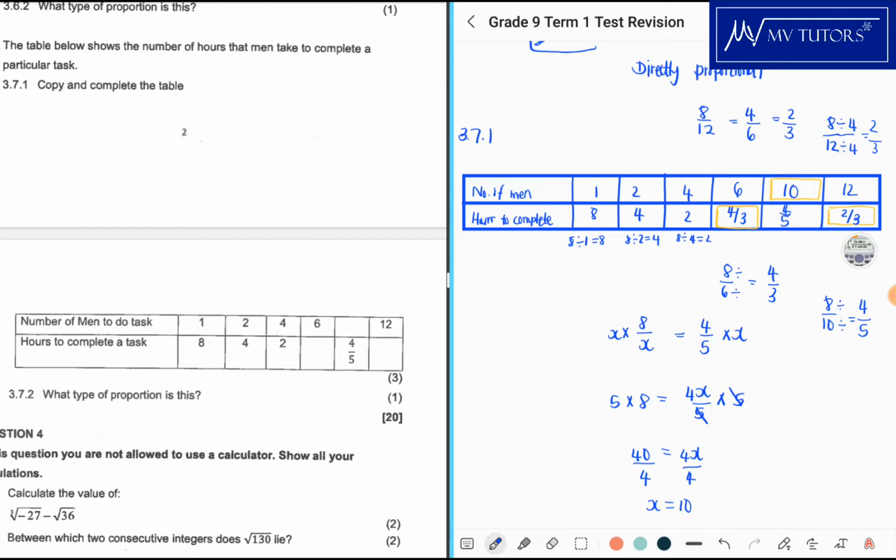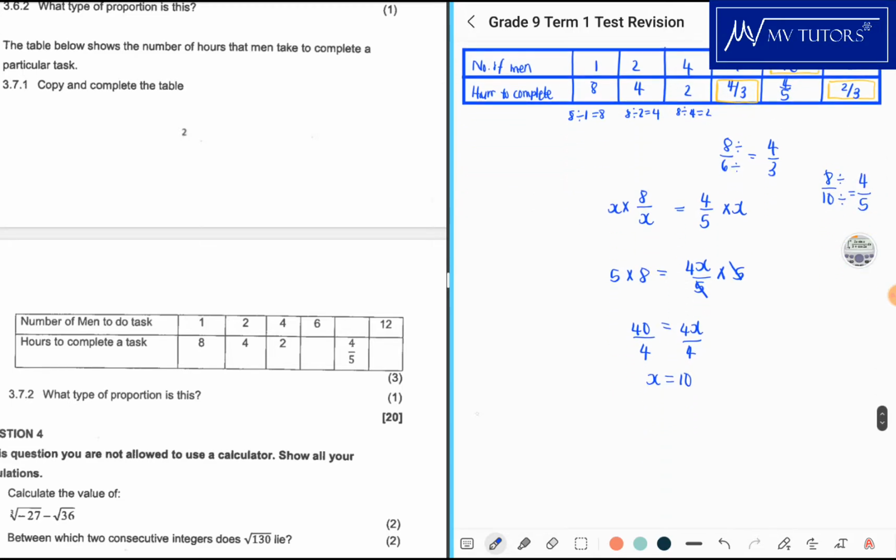Now let us answer the next question, which we did discuss, 3.7.2. What kind of pattern is this? It's giving geometric pattern vibes, but the thing with a geometric pattern is you need to constantly divide or multiply by a certain number. Here in this case, I can't really say we are multiplying or dividing by a certain number. The trend that we are seeing, however, is that we keep saying the hours to complete, starting off with 8, and we divide by the number of men. So 8 divided by 1 is 8.